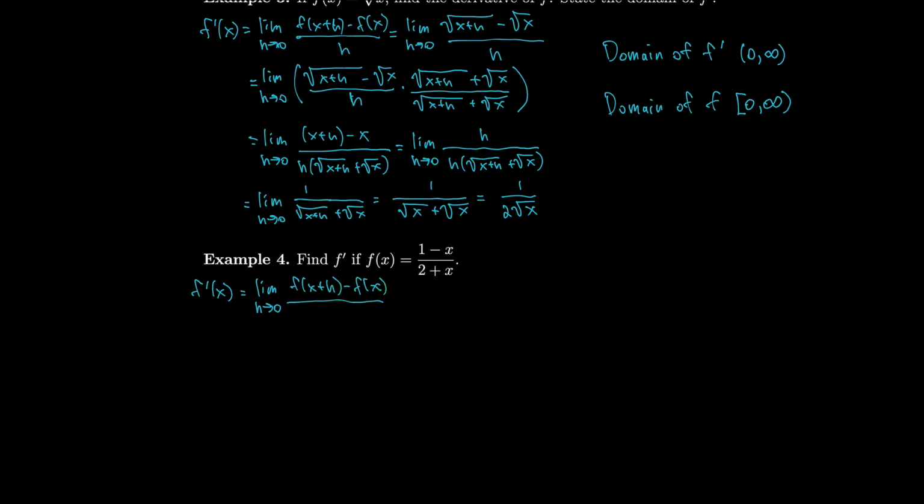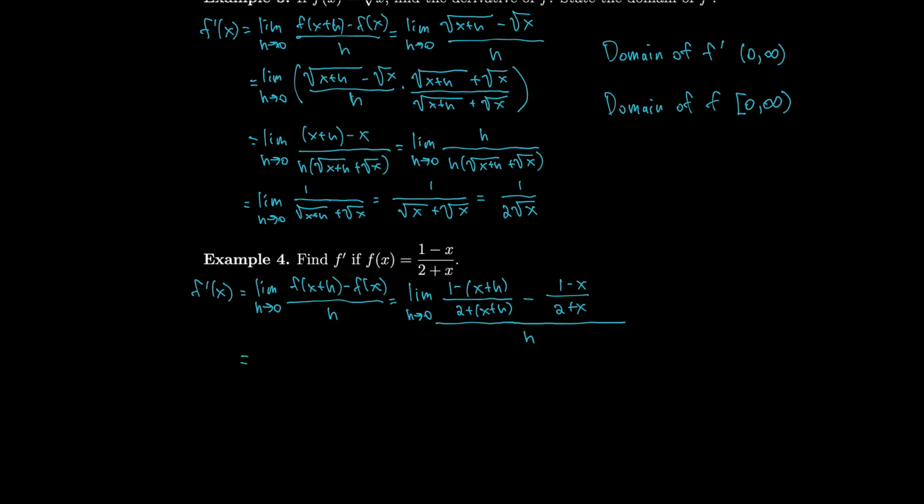So (f(x+h) − f(x))/h. In this case, it becomes a little bit messy because of this rational function, but we can persevere. So instead of 1 minus x, it's 1 minus (x+h). Instead of 2 plus x, it's 2 plus (x+h). And we're going to subtract f(x), (1 − x)/(2 + x), and divide by h.